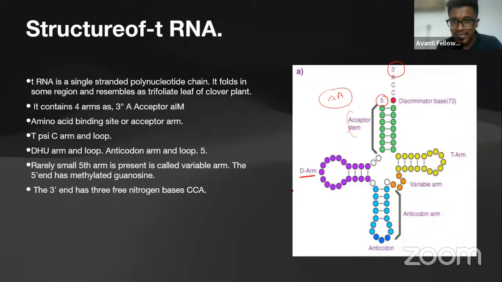See, along with the 5' end, what do you have? You can see that there is a D arm. And after the D arm comes what? You have an anticodon loop. And then after the anticodon loop, what do you have? You have a variable arm, which is also called the TΨC loop. And then you have a T arm. And then you have a long 3' end. So you see here, the long end is the 3' and the short end is the 5'.